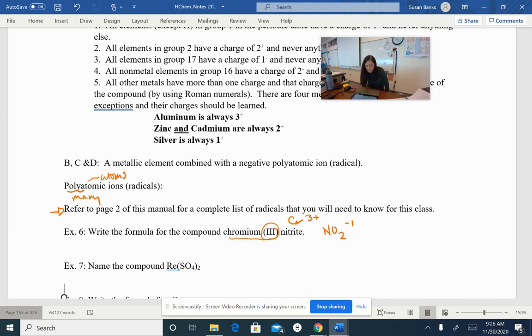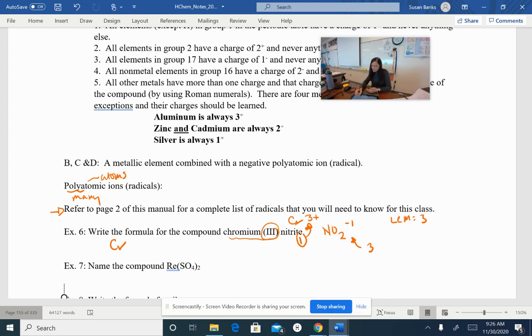Now the next thing I've got to do is figure out my ratio, okay? So if I have a positive 3 and a negative 1, my least common multiple between 3 and 1 is 3. So how many chromiums do I need to have a positive 3 charge? I need 1 chromium, right? How many negative ones do I need to get a negative 3? I'm going to need 3 of these, right? So I'm going to need 1 chromium, and I'm going to need 3.